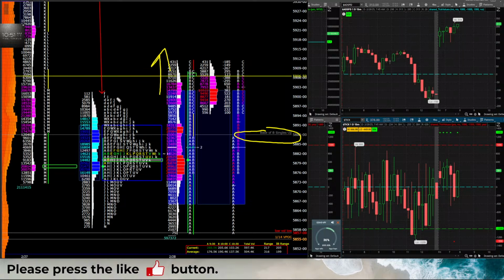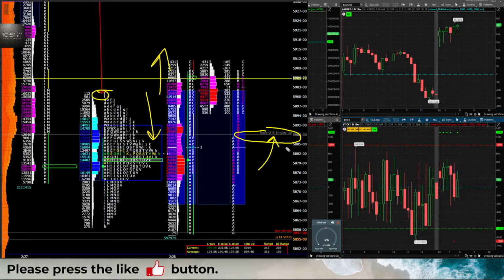Because what should have happened once we failed at this overnight high is we should have come back for those single prints, but we didn't. So the first thought is the market should come back to those singles. If that doesn't happen, it is the market telling you exactly the opposite, which is that they don't need to come back for those singles. They're just going to keep going.